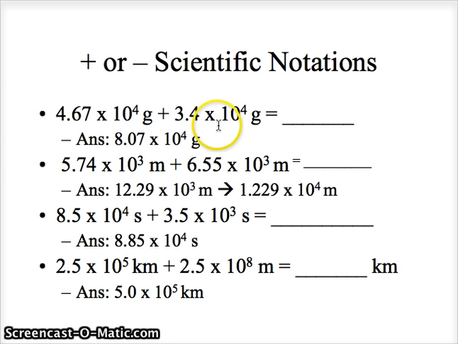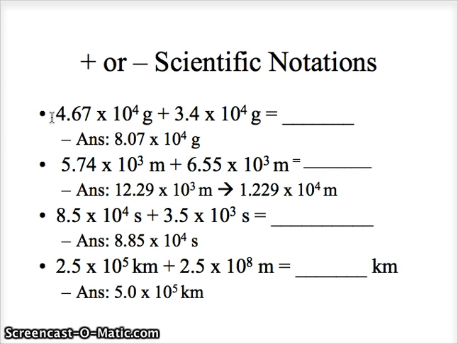Okay? So since the units and the exponents are the same, we can very easily just add the base numbers, 4.67 plus 3.4. And that comes out to be 8.07 as the base number. And because this is adding or subtracting, all we need to do is just keep the power the same and keep the unit the same. So it comes out to be 8.07 times 10 to the 4th grams.